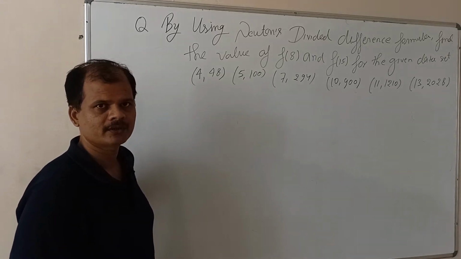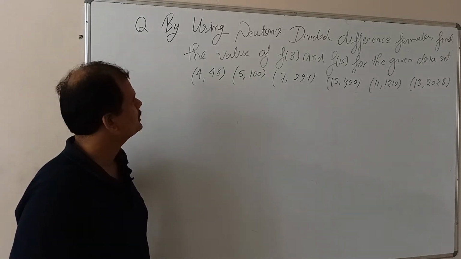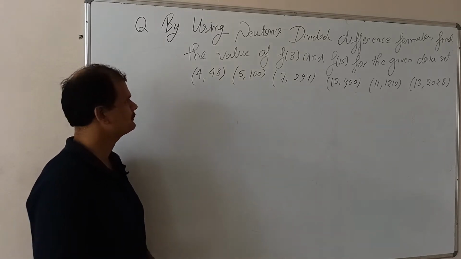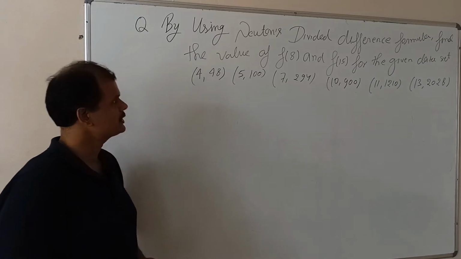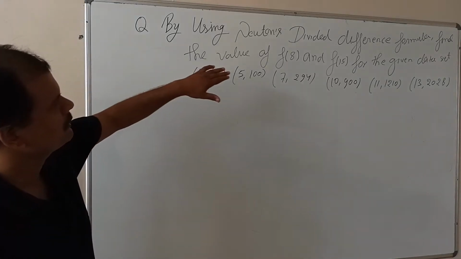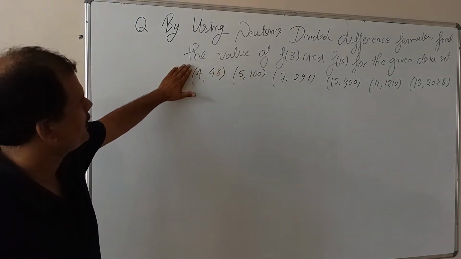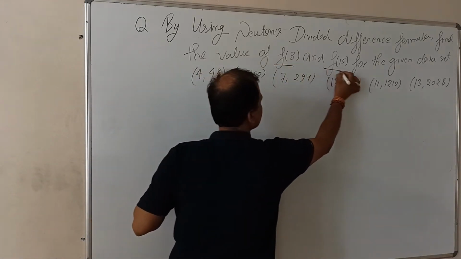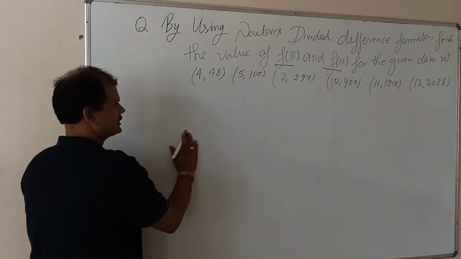In this video I am going to solve one problem based on Newton divided difference interpolation. This method is applicable for unequal intervals here. So the question is, by using Newton divided difference formula, find the value of f(8) and f(15) for the given data set. The data set is given here.